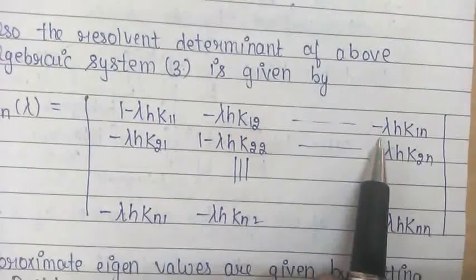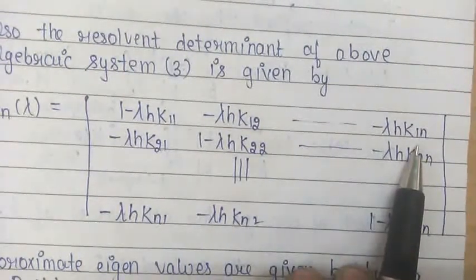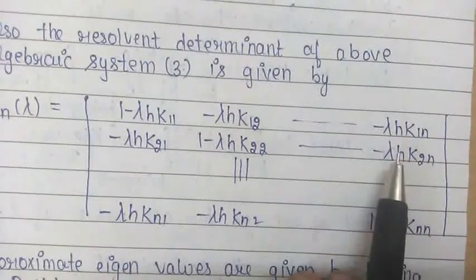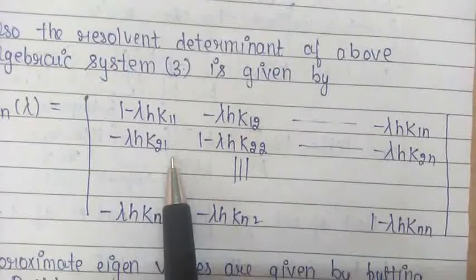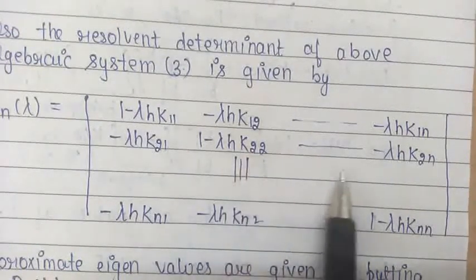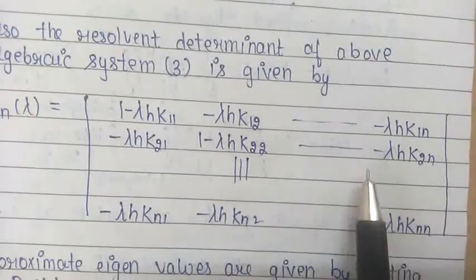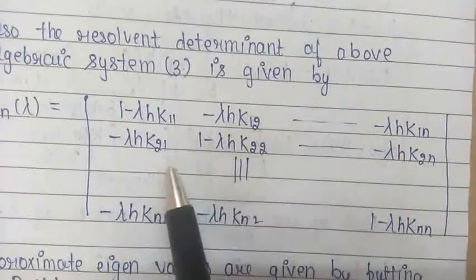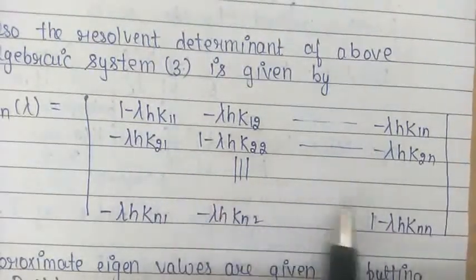The last one is minus lambda h k1n. Similarly, if we put i is equal to 2 and j varying from 1 to n in the third equation, we get the coefficients of g1 as minus lambda h k21, the coefficient of g2 that will be 1 minus lambda h k22, the coefficient of gn will be minus lambda h k2n. So in this way we can obtain the second row of this resolvent determinant.